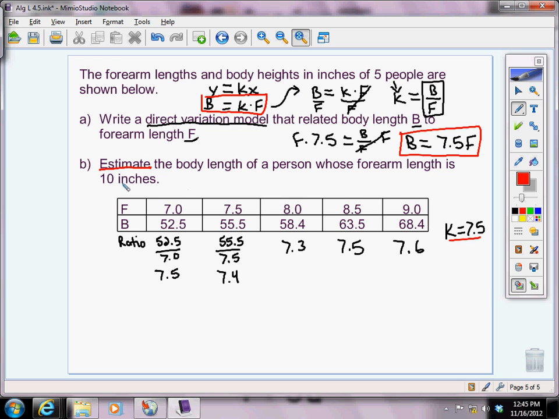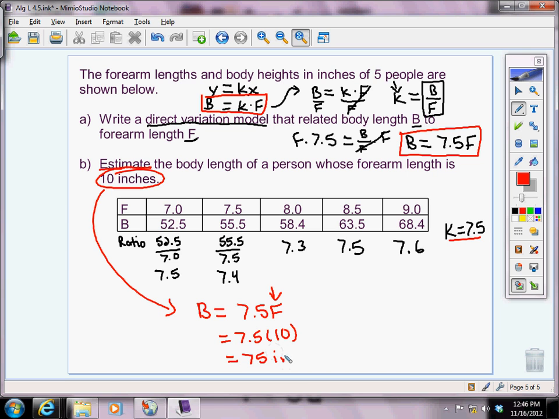It says estimate the body length of a person whose forearm length is 10 inches. We take our direct variation equation, body length equals 7.5 times our forearm length, and plug in 10 for forearm length. You just multiply 7.5 times 10 to get 75 inches. Is that exact? Not exact, but it's probably a very good estimation, because we took real life examples, found our constant of variation from them, and then created our direct variation model so we can make predictions on what's going to happen in the future.